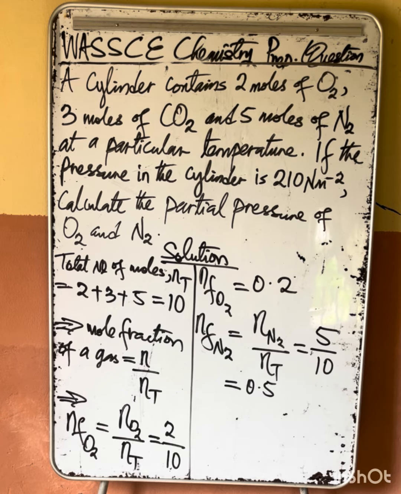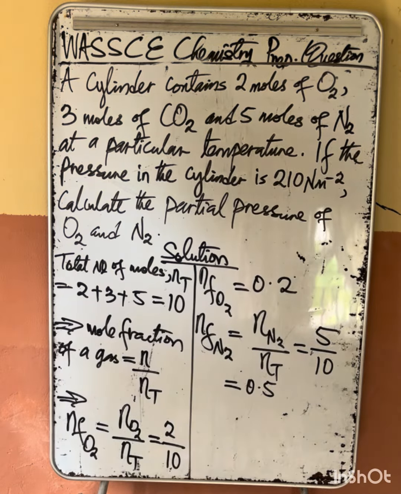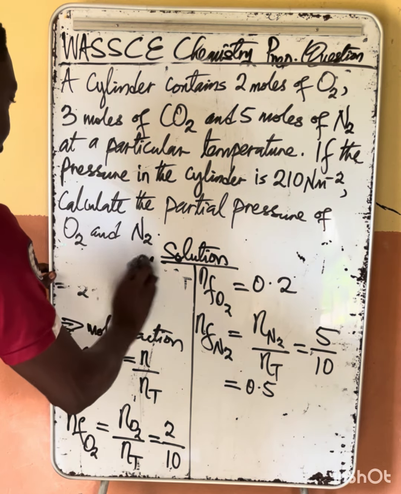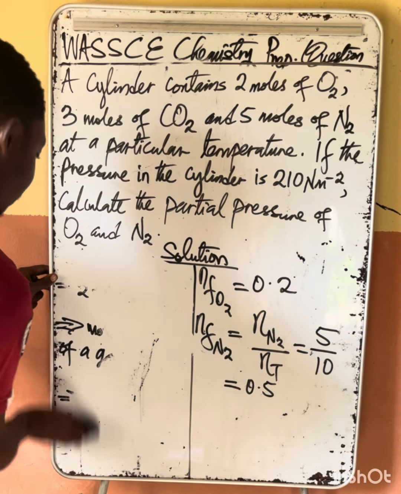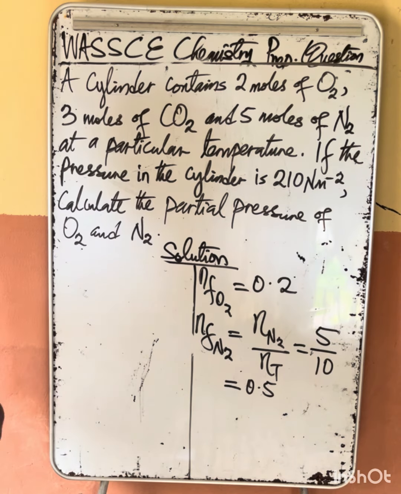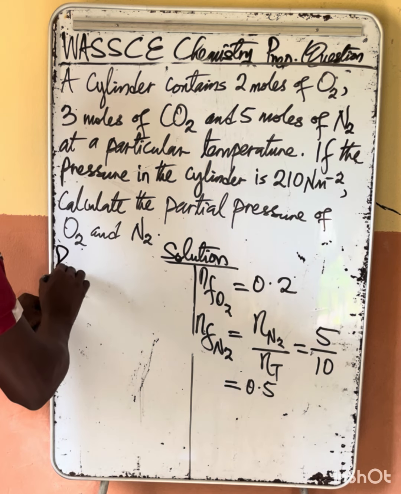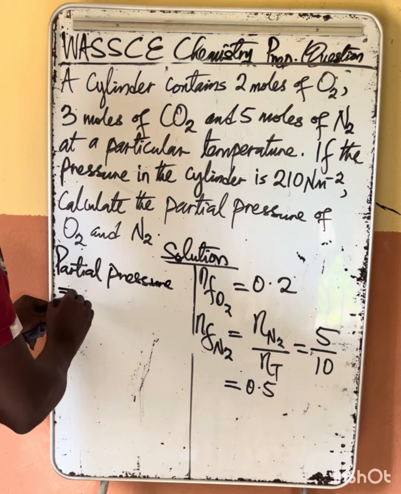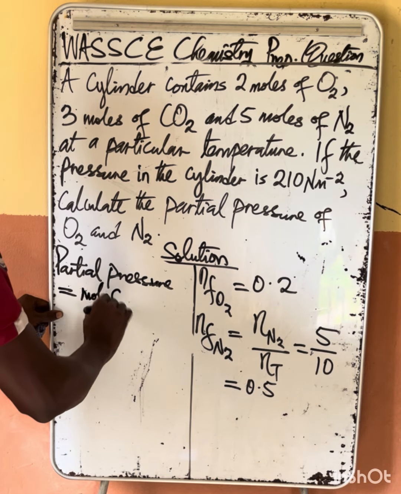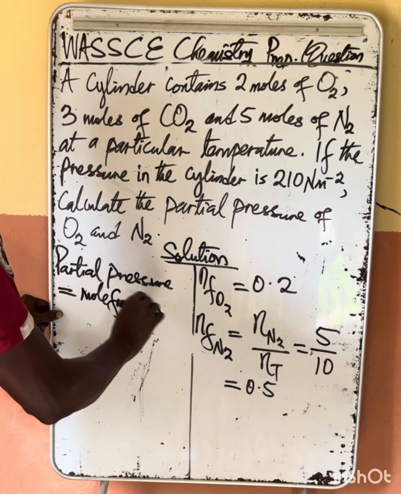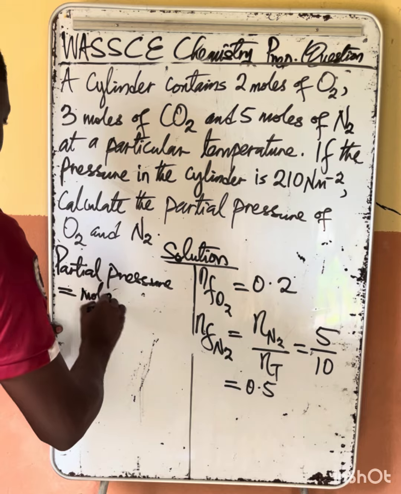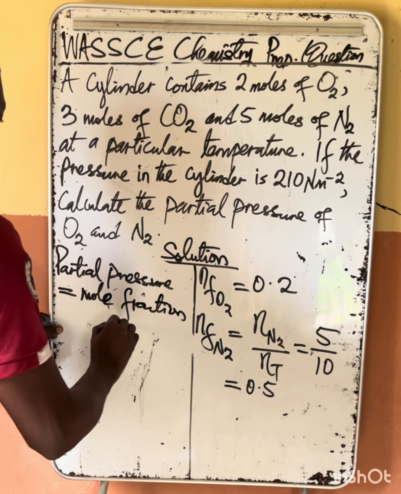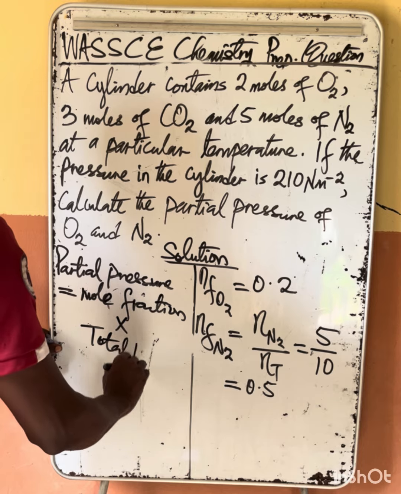To do that, we would use the formula that partial pressure of a gas equals mole fraction times total pressure. So I'll be rubbing off the board to write that. If you want to get this, you pause the video and get it written. So partial pressure equals mole fraction times total pressure. Let me separate these two so that it won't look like one word.